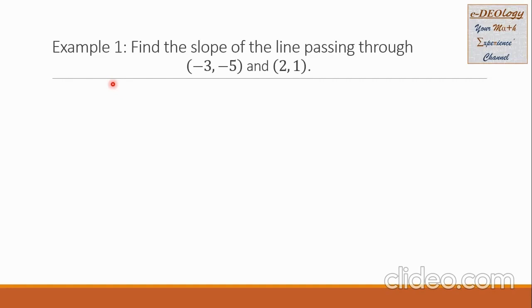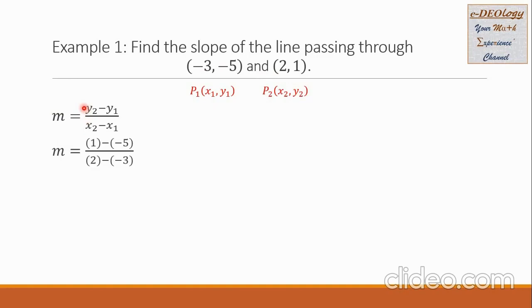Let us have example 1. Find the slope of the line passing through (-3, -5) and (2, 1). Let us assign the first point to be P sub 1, the second point to be P sub 2. Then we will write the formula of the slope here. Let us collect the values from P sub 1 and P sub 2 respectively.